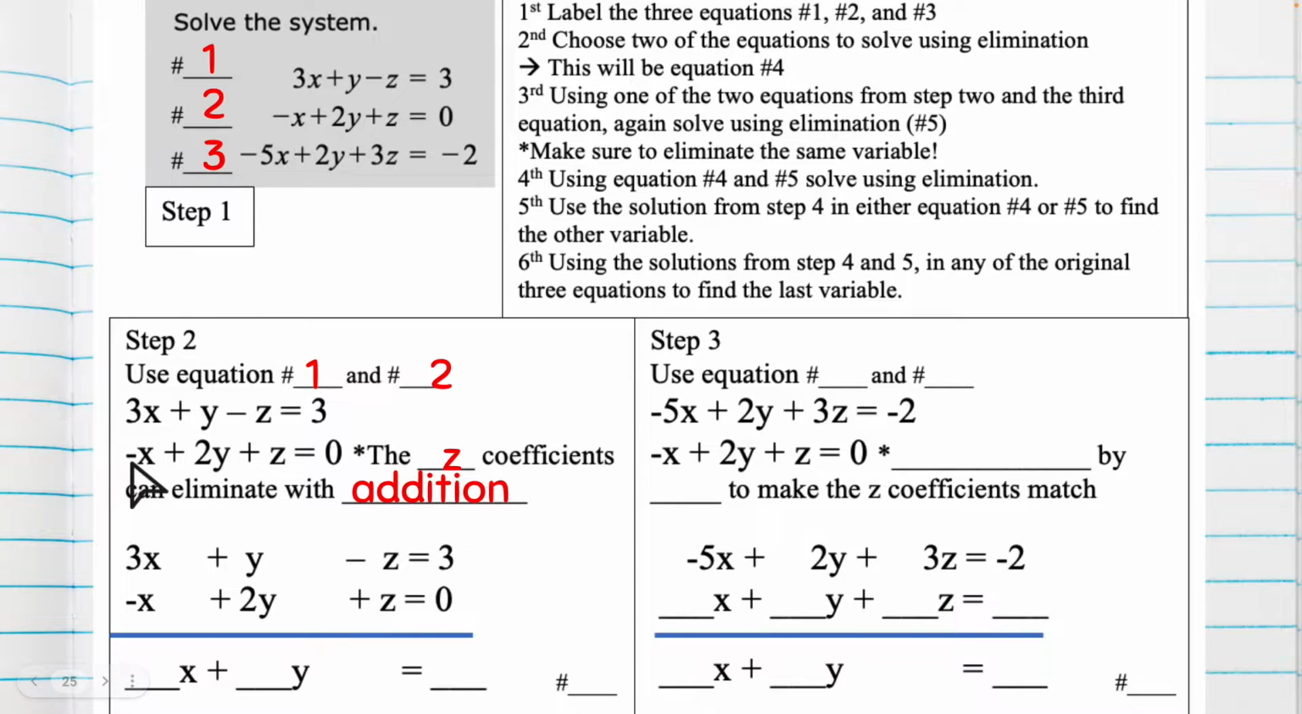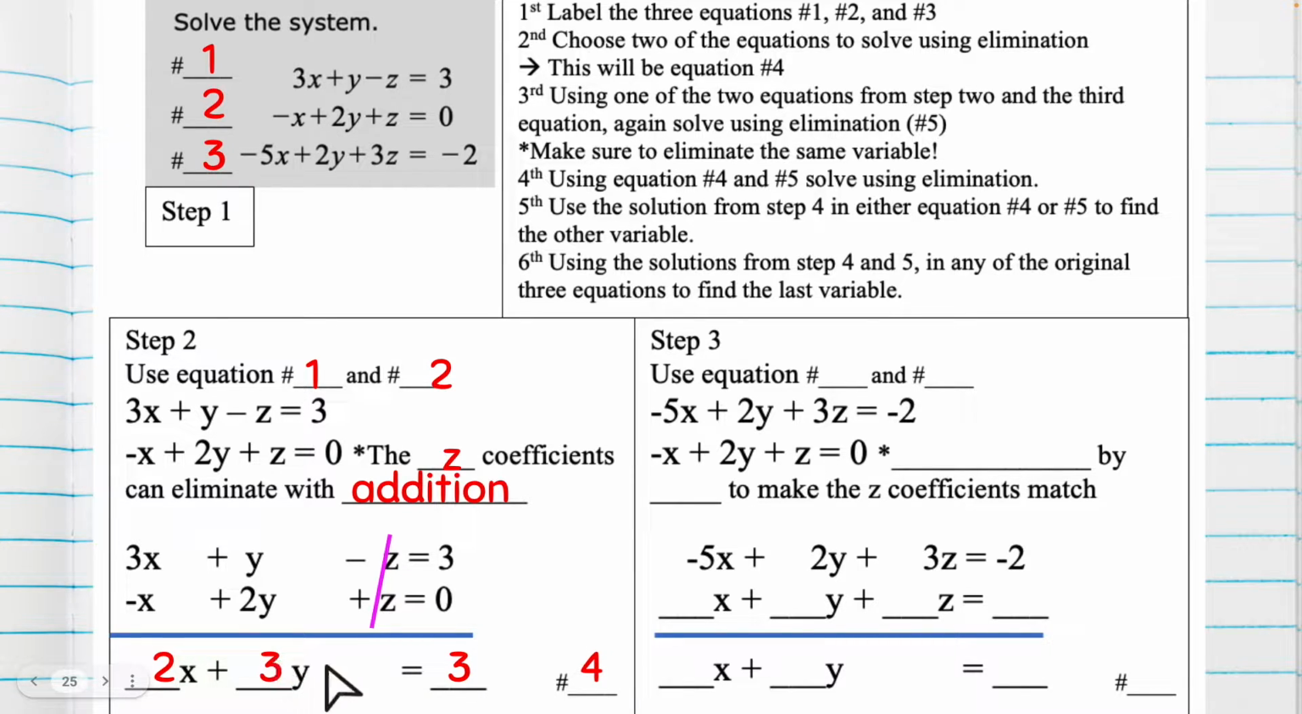So we draw a line, and you can see that happening down here. We're going to literally add straight down, just like we did when we were using elimination before to solve a system of equations with two lines. Now if I add straight down, I get 3x plus negative x, so that's 2x, because it's really 3 minus 1. 1y plus 2y is 3y. The z's cancel out, which is exactly what we wanted to happen. That's our elimination. And then 3 plus 0 is 3. So this is my equation number 4. I've created a new equation, but now I only have x and y.